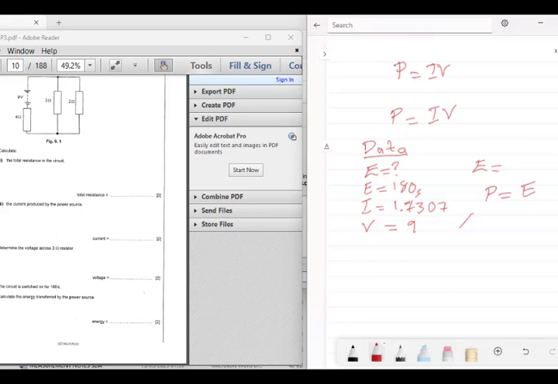So power is energy per unit time. Power is equal to energy over time, right? So let's do this now. Remember we have to find energy. So from this equation, energy is equal to power times time, and power is IV, of course. So writing down your data actually helps you to figure things out quickly. So power is equal to IV, and then times time.